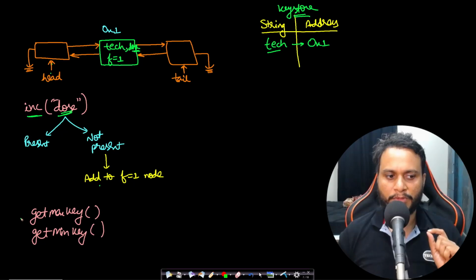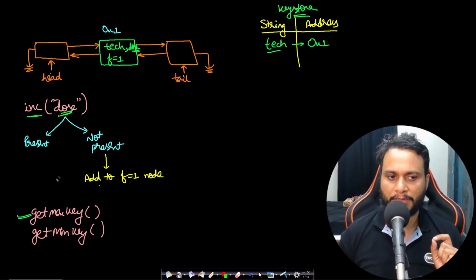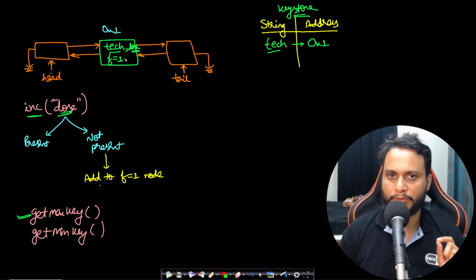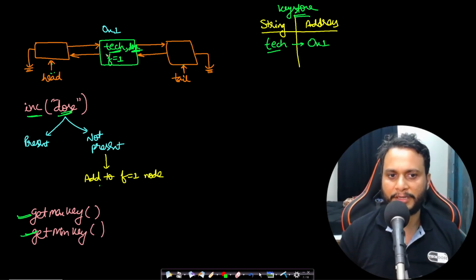Now if you want to get the max key after having done this, the max key will always be the previous of the tail, because I am maintaining ascending order. The previous of the tail has both tech and dose, so the max can be anyone. Let's return tech. You can return anything at random. And what about the min key? The min key will always be the next node of the head node. The next node of the head node has both tech and dose, so you can return anyone, and let's return tech. You can return anything at random.